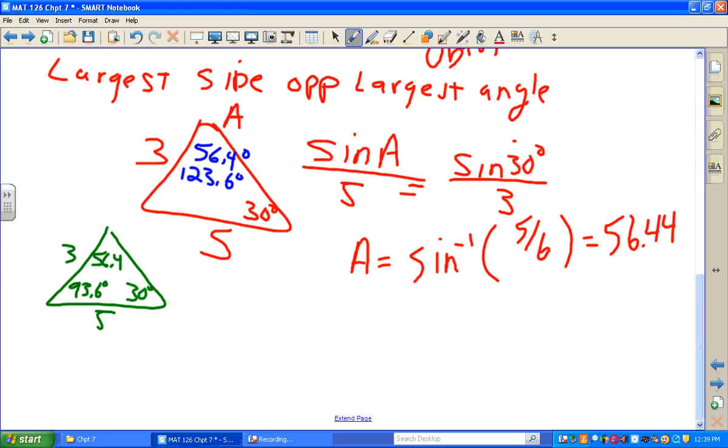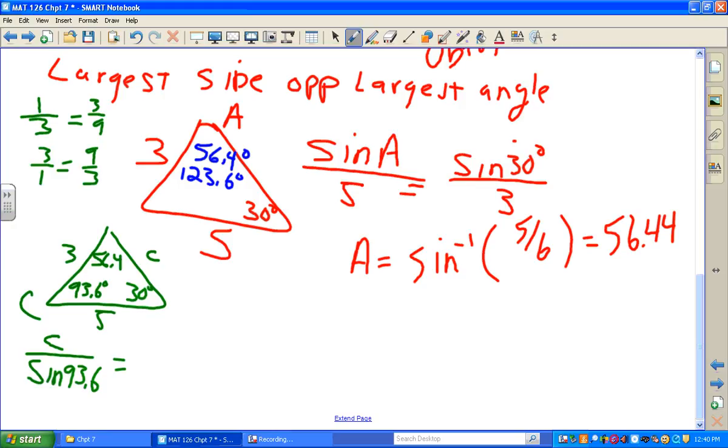The law of sines. Thank you very much. Let's call this side C. So, C over the sine of 93.6 equals, huh? Because A over B equals C over D is the same as B over A equals D over C. 1 over 3, 3 over 9 is the same thing as 3 over 1 and 9 over 3. You can have the sines up here, or you could have the sides up here. I always fall into a habit: I put what I'm trying to look for in the upper left. That's my habit, sorry.